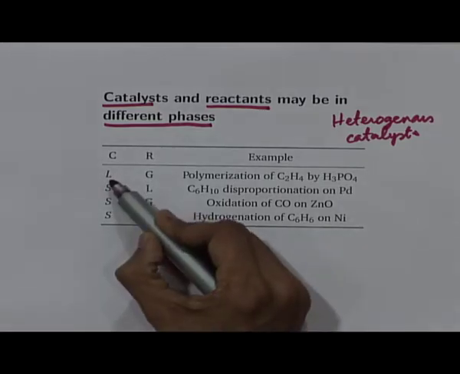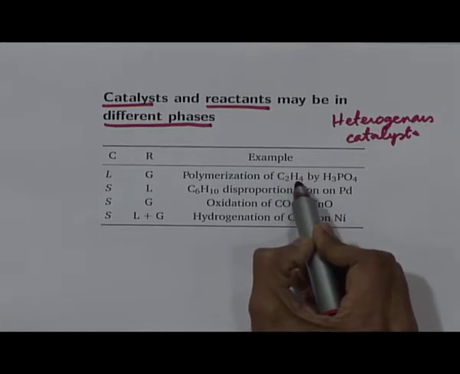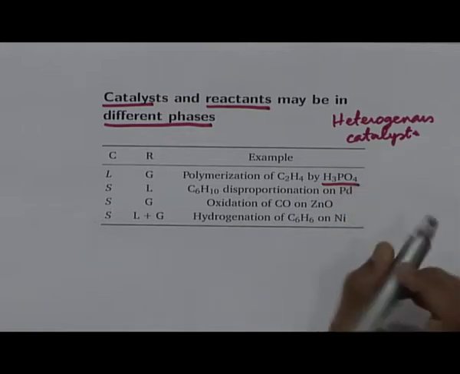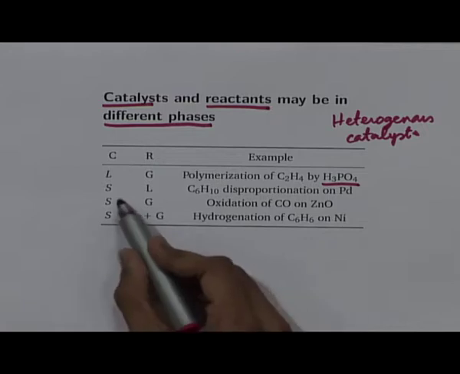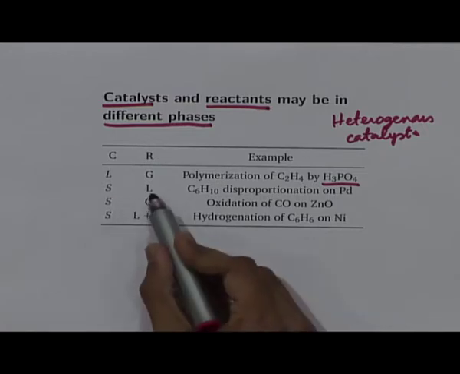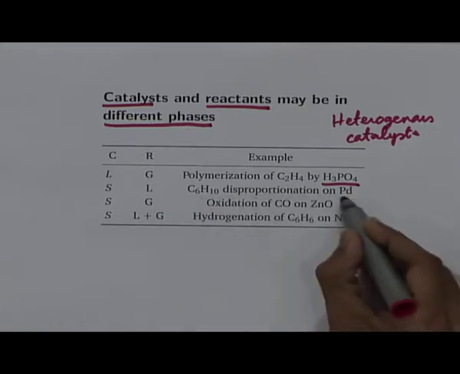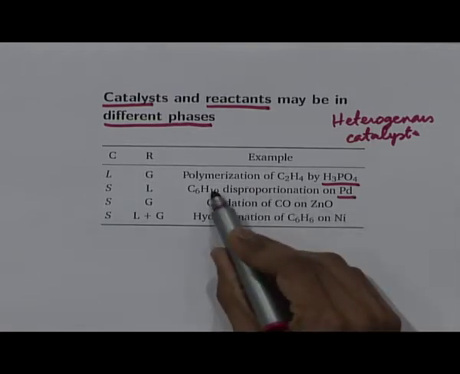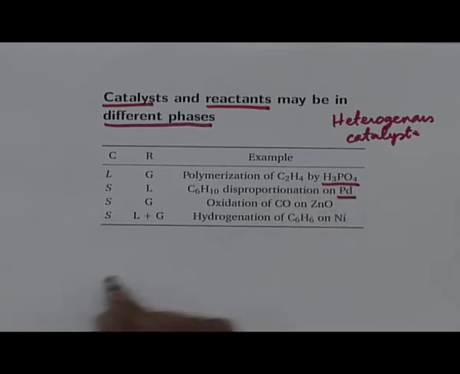Catalyst in the liquid phase, reactant in the gas phase. The polymerization of ethylene, ethylene is the reactant, acid is the liquid phase, phosphoric acid. Here is an example, solid catalyst, liquid reactant, cyclohexene disproportionating. Cyclohexene is a liquid, palladium is a solid, is a catalyst. Cyclohexene goes into benzene and cyclohexane, that is disproportionation for you.